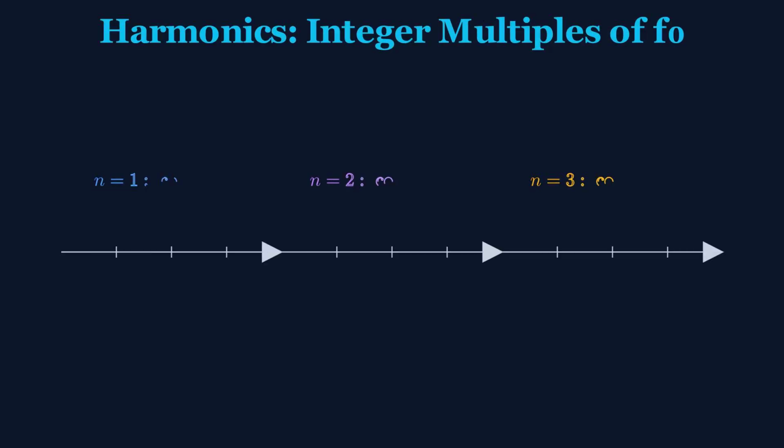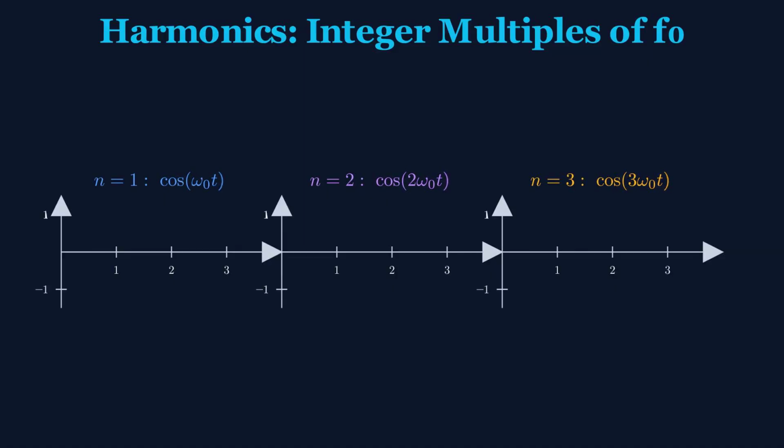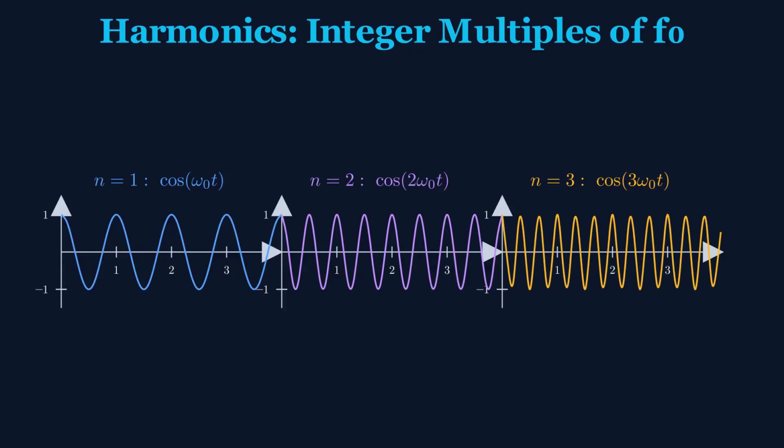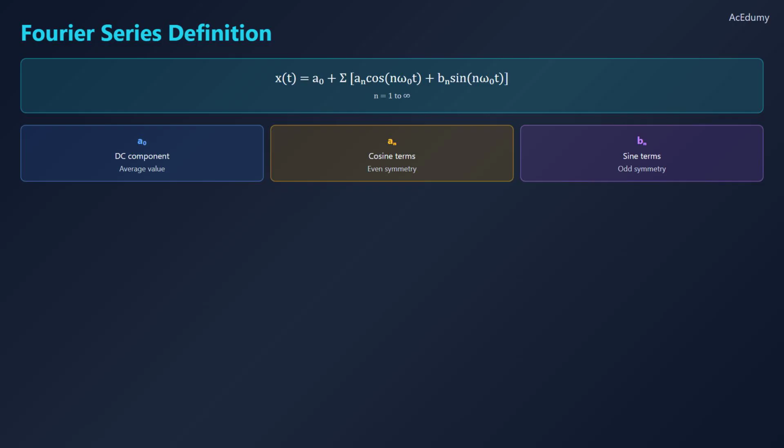When we decompose a periodic signal, we get harmonically related sinusoids. The fundamental frequency is the first harmonic with frequency f0. The second harmonic has frequency 2f0, the third has 3f0, and so on. These are called harmonics. Each harmonic is an integer multiple of the fundamental frequency. This is why musical notes at octave intervals sound similar. They share harmonic relationships. The Fourier series represents a periodic signal as an infinite sum of harmonically related sinusoids.